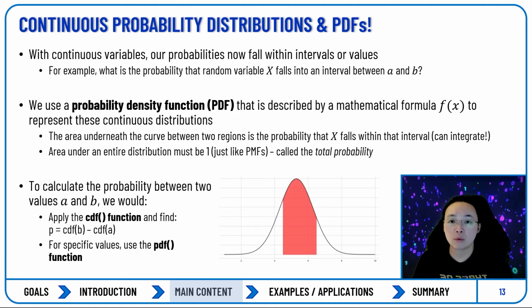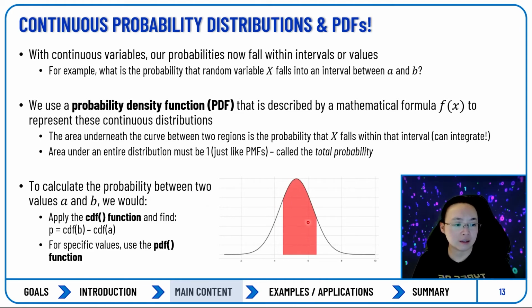So we use a probability density function that's described by a mathematical formula, f of x, to represent these continuous distributions. Now, the area underneath the curve, so let's just take a look at this curve over here. The area underneath is depicted in red.